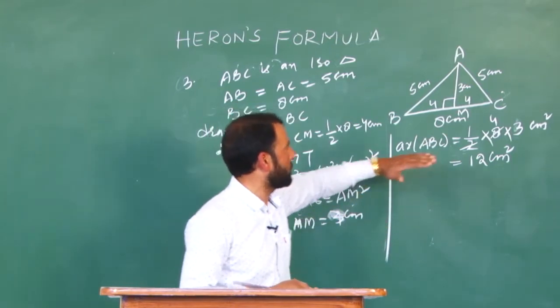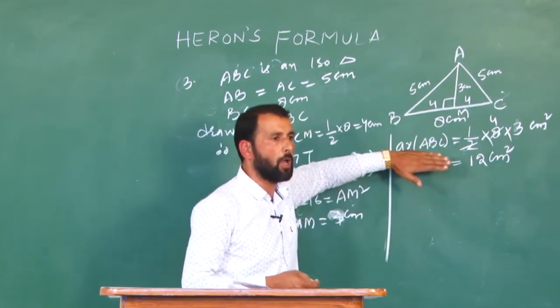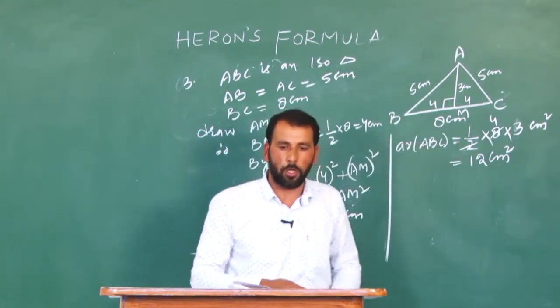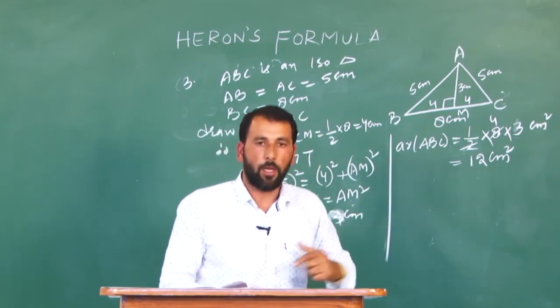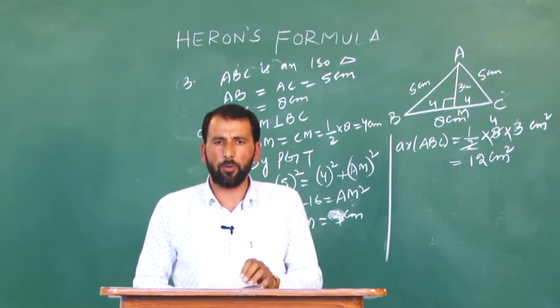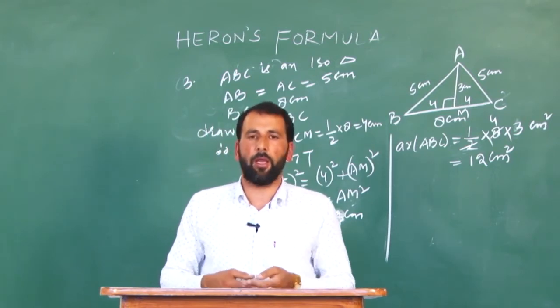Then after finding the height of a triangle, using the same formula, 1/2 of base into altitude, that is equal to 1/2 of base into altitude, equals 12 square centimeter. Now the cases here arise for the scalene triangle.